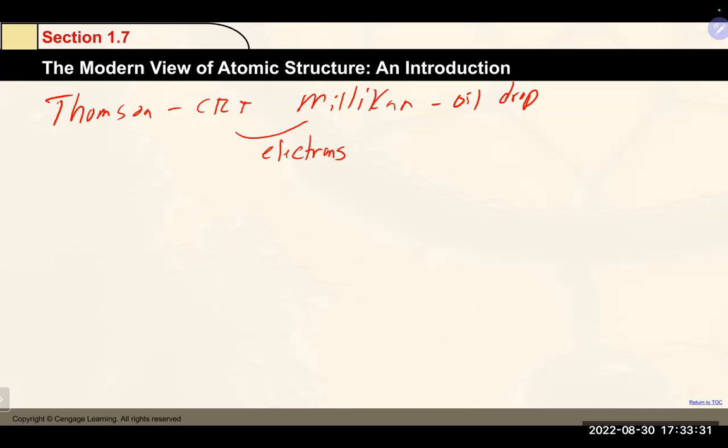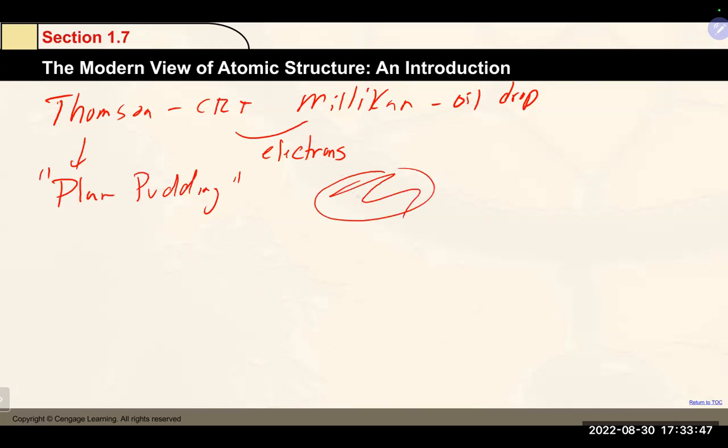After that, an early model of the atom came about from Thomson, and Thomson basically said that the atom was that plum pudding model. And again, that was the model where we had this sphere of positive charge with electrons embedded inside. That was the accepted model of the atom until the next major event that came along, which was Rutherford and his gold foil experiment.